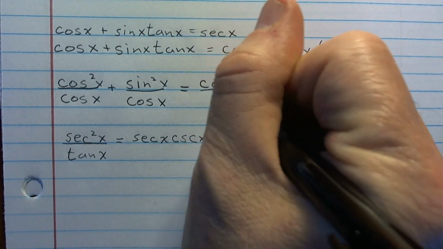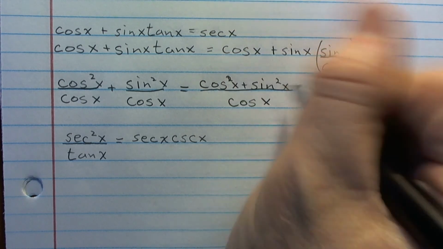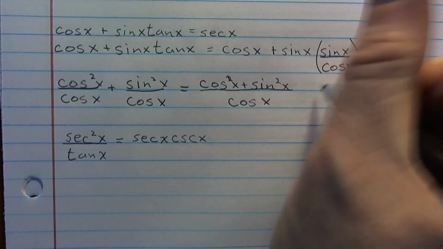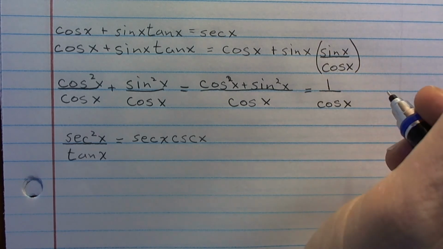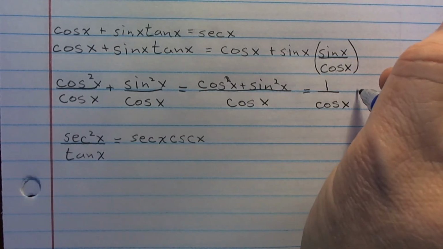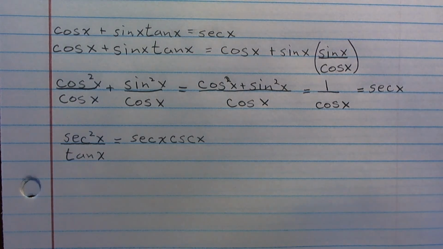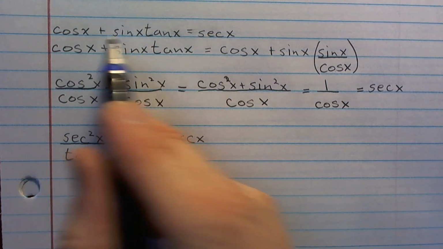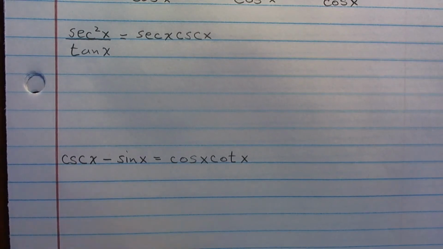Ah, I like that. All over cosine x. Well, cosine squared x plus sine squared x is 1. So we have 1 over cosine x. Well, that is just secant x. So there. That's what we wanted to do. We wanted to show that this is equal to secant. Okay? Let's move on down to this one.